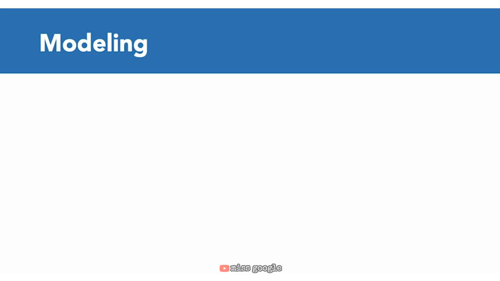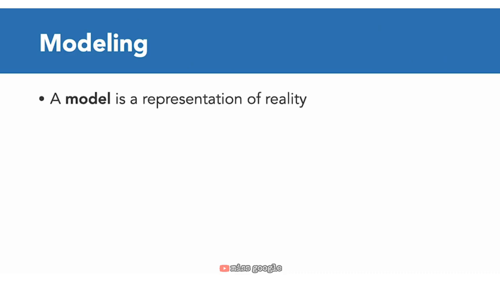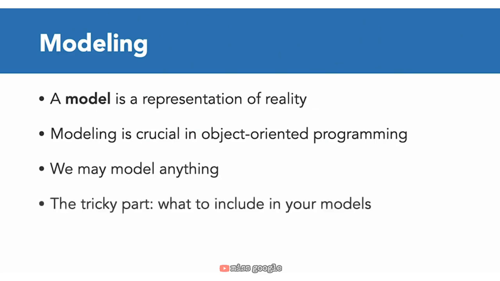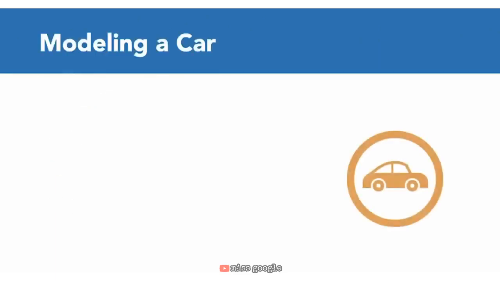First, we have modeling. A model is a representation of something in reality. Modeling is a crucial concept in object-oriented programming. We may model anything, a cow, a car, a person, you name it. Now the tricky part is choosing which elements to include in your models. For example, let's suppose we want to model a car. We might include variables to represent every aspect of a car we could think of, like make, model, weight, owner, color, age, and so on.